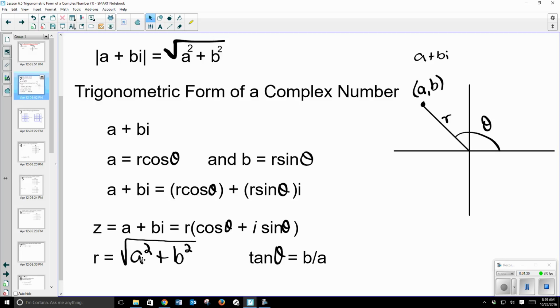So to find r, remember it's the square root of the sum of the squares. And to find the angle, the tangent of theta is equal to b over a, similar to what you've already seen with vectors. That should look familiar.